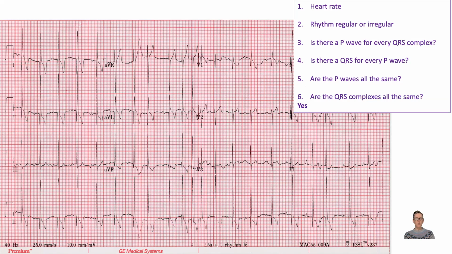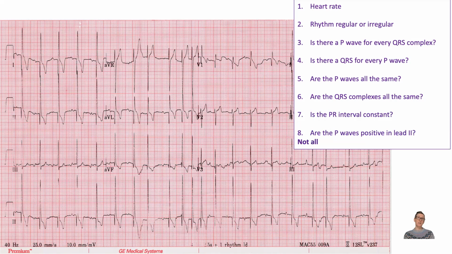Are the QRS complexes all the same? Yes, I think they are within reason. Is the PR interval constant? Yes, within reason. And are the P waves positive in lead 2? Well, we already said no, not all of them.